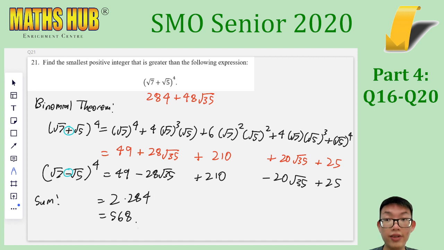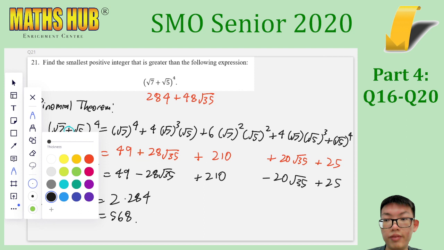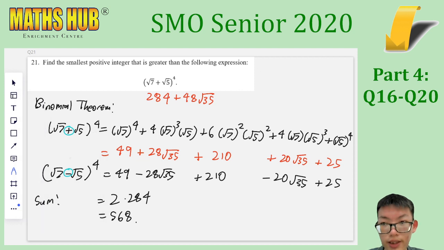The last thing to ask is, how much have I changed it by adding this? Well, square root 7 is between square root 4 and square root 9, so it is 2 point something. And square root 5 is also 2 point something. In other words, the difference is something less than 1, and if we raise that to the 4th power, it is still something less than 1.